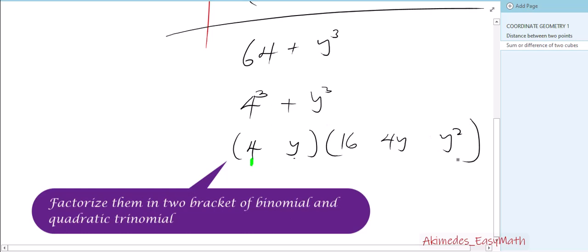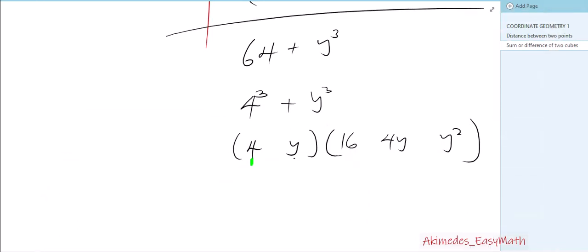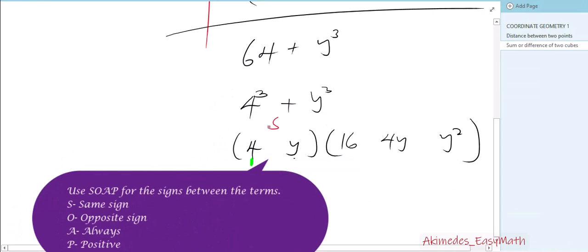And what will be the sign between them? This is how the sign is going to be. We have same sign, opposite sign, then always positive. Same sign is the sign we have here. What is the sign between the terms? It's plus. And opposite sign: if here is plus, then here is going to be minus. What will be the sign between them? Always positive. We are done with the factorization of this term.